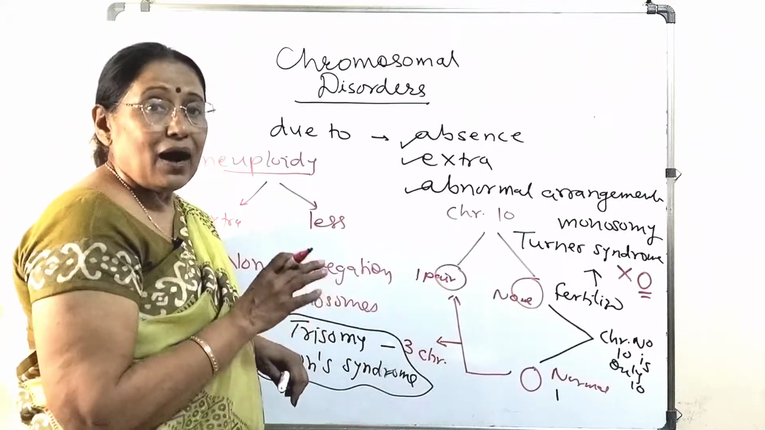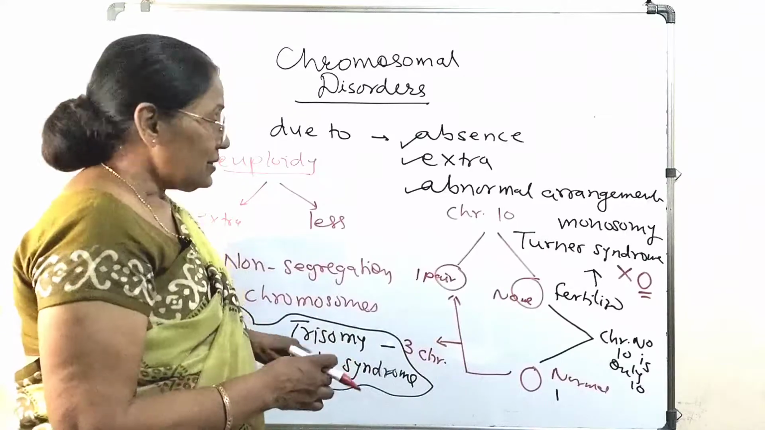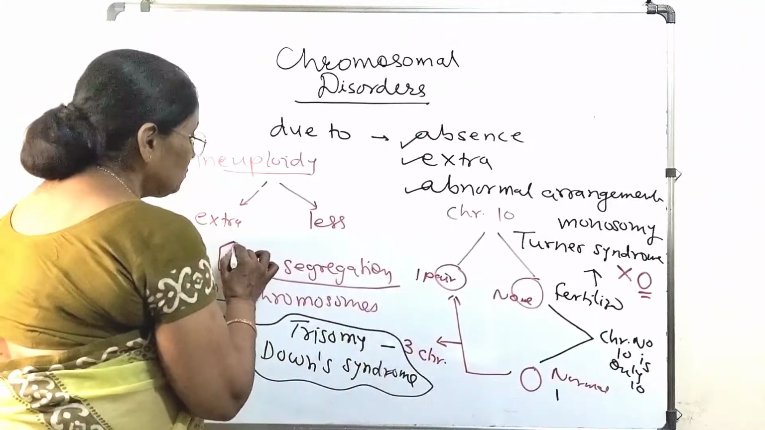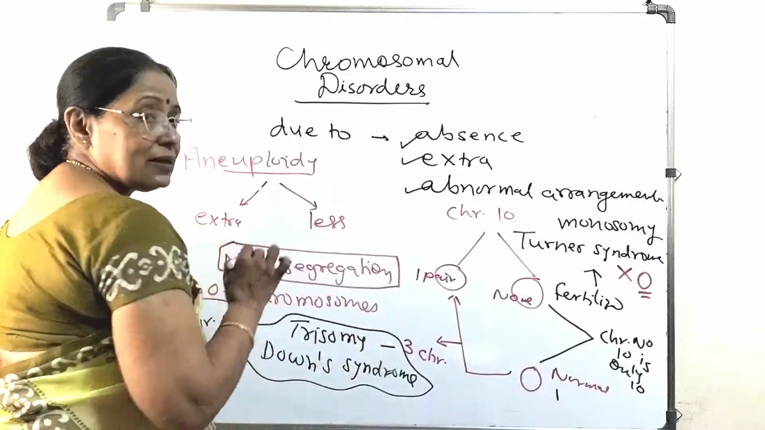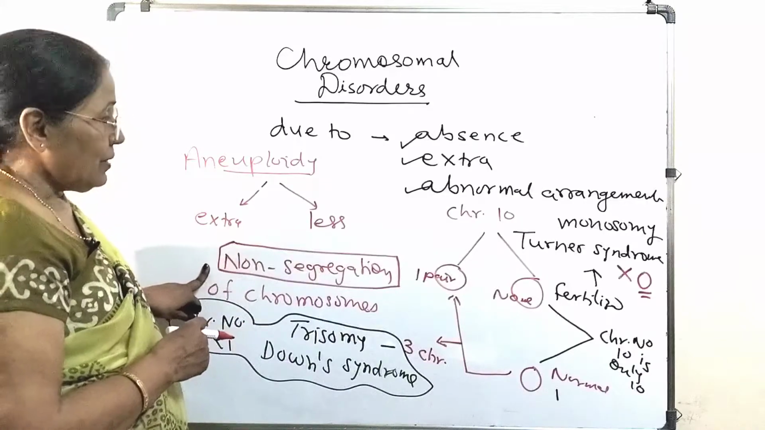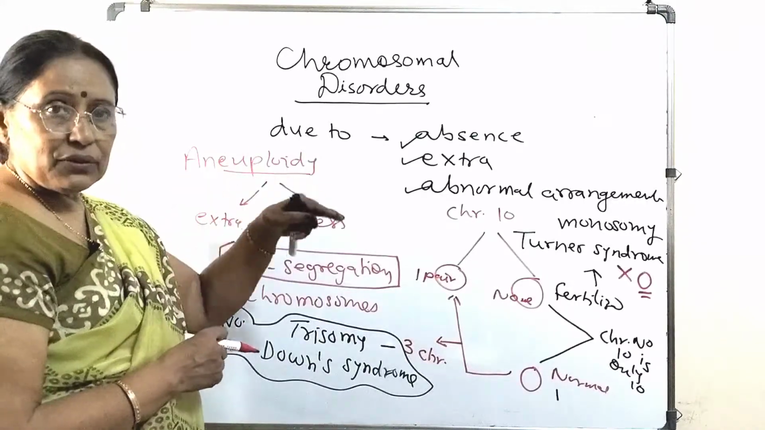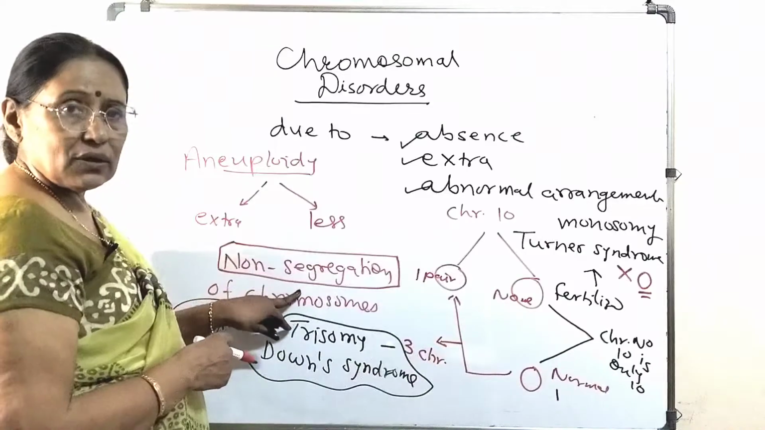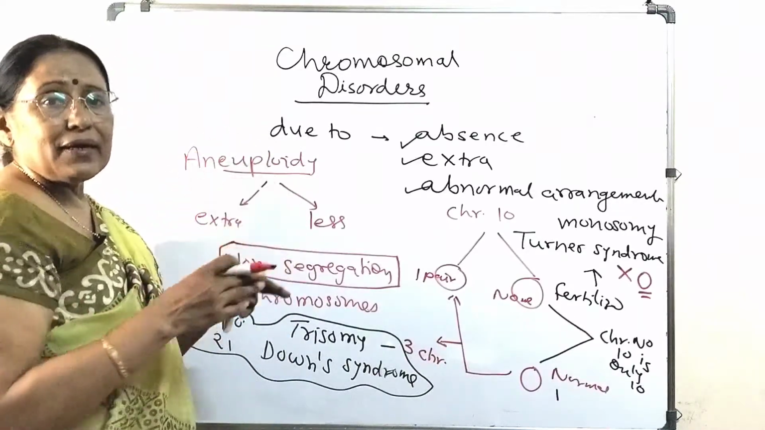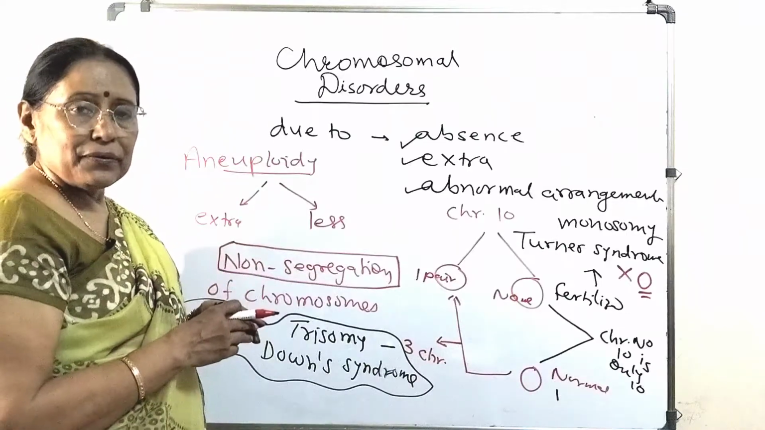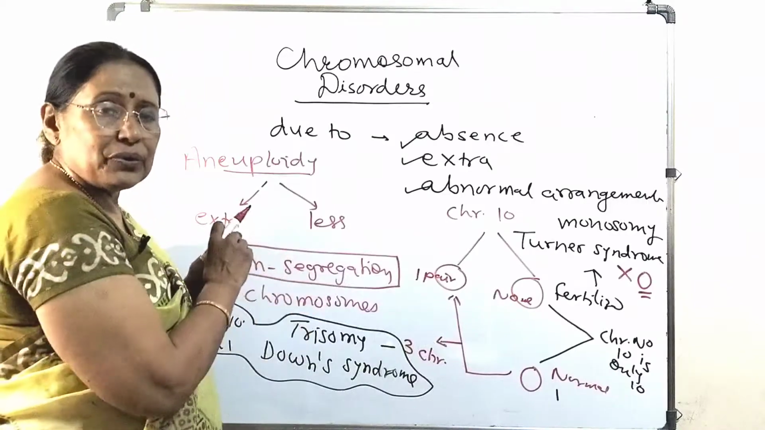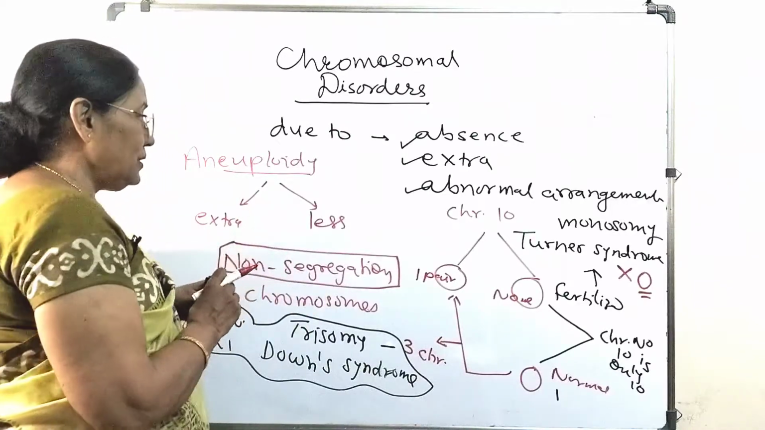Now let us see how polyploidy occurs. This we have seen was due to non-segregation of chromosomes. Why do you find non-segregation so difficult? This is also a very important MCQ question: aneuploidy occurs due to 1, 2, 3, 4 reasons, one of which is non-segregation. The two were supposed to separate. They segregate, as you have been studying since the monohybrid cross. So when they do not segregate and move together, this is called non-segregation.